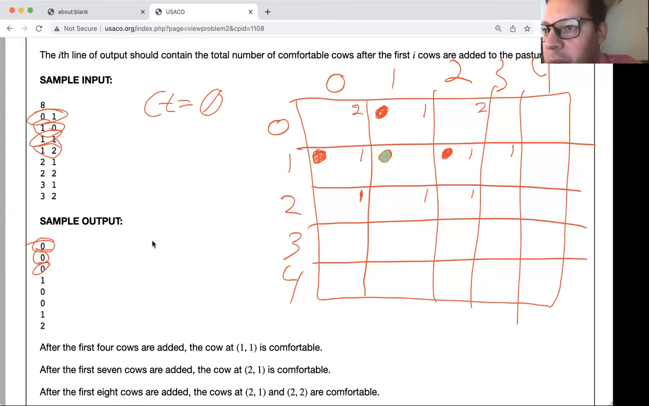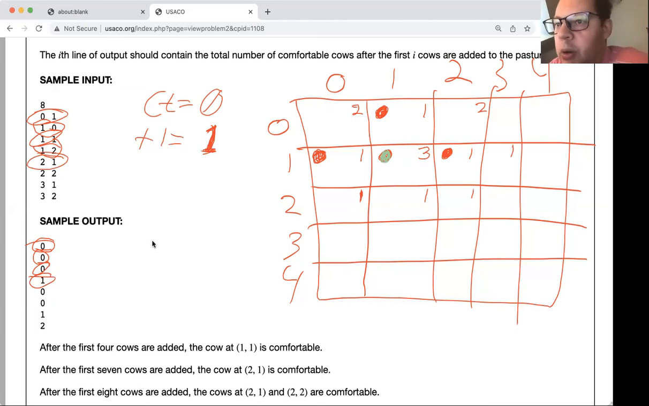Anytime a number becomes a 3 as a result of placing a cow, we have to add 1 to our counter because that means we've created a comfortable cow. That also goes for any time we place a cow in a location that already had 3 neighbors. That also would cause adding a cow. And then the inverse is the case for 4. If we create a 4, then we've lost a comfortable cow. So that's that 1 right there. We now have 1 comfortable cow on our grid here.